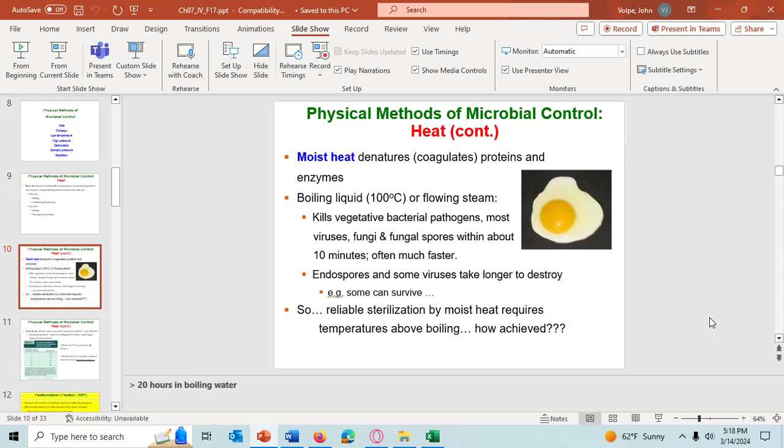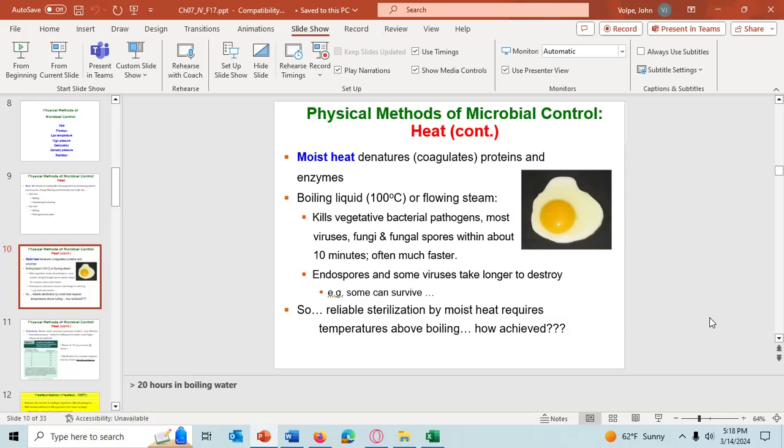Some viruses take much longer to destroy by boiling. Some endospores can survive greater than 20 hours in boiling water. Any question about that? Endospores are very difficult to kill, if you don't recall. And I think it's the naked viruses which are resistant to boiling.